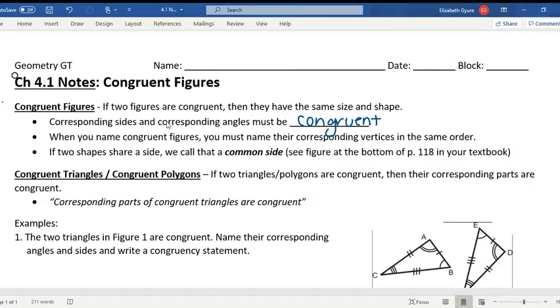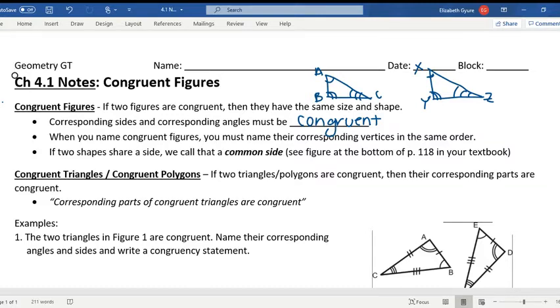When you name congruent figures, you must name their corresponding vertices in the same order. So what that means here is if you were to write a congruency statement, let's say you had triangle ABC and triangle XYZ. Okay, and let's say I told you that angle A was congruent to angle X. Those would be corresponding angles. Angle B was congruent to Y, and angle C was congruent to Z. So those would be our corresponding angles there.